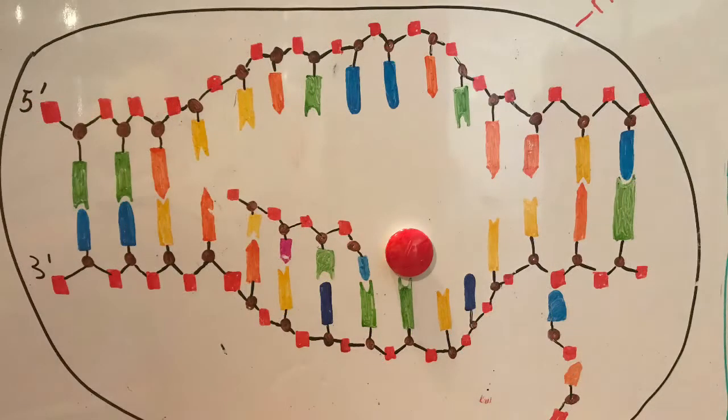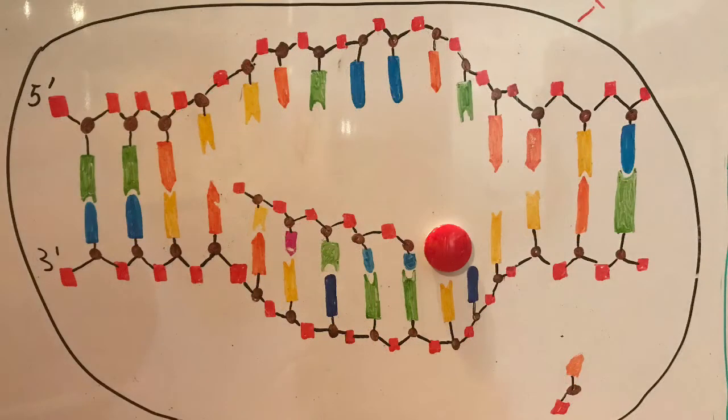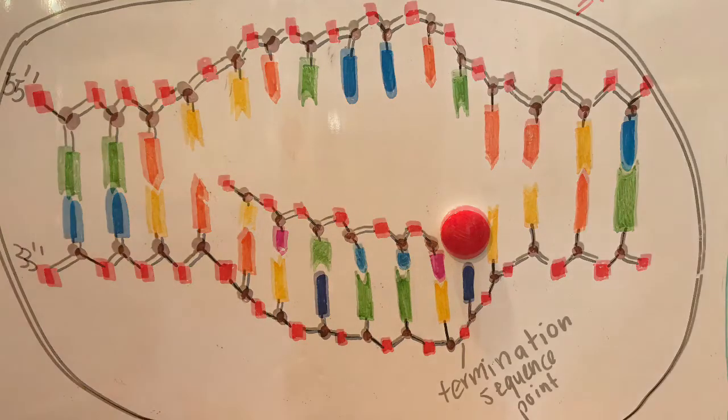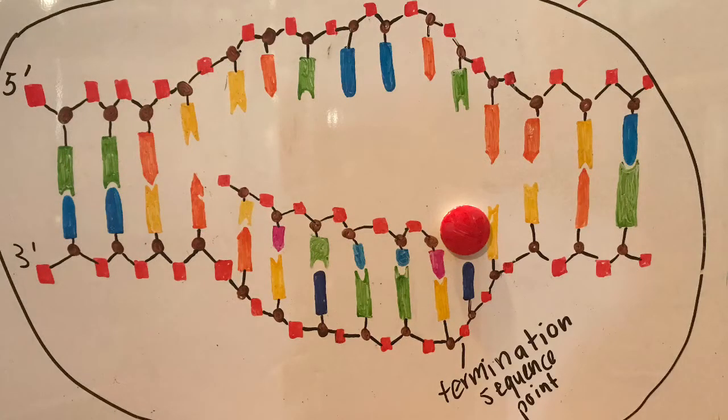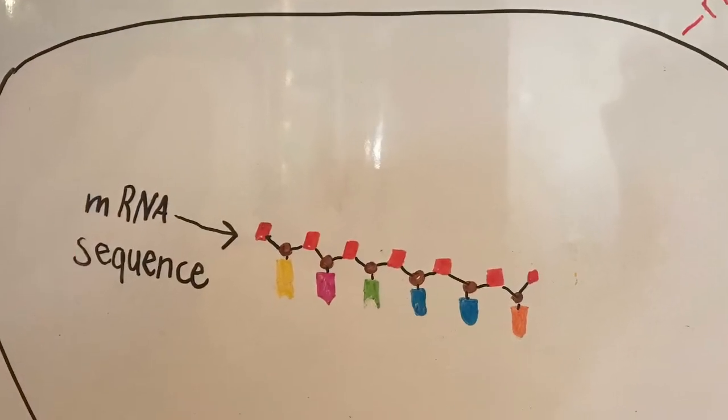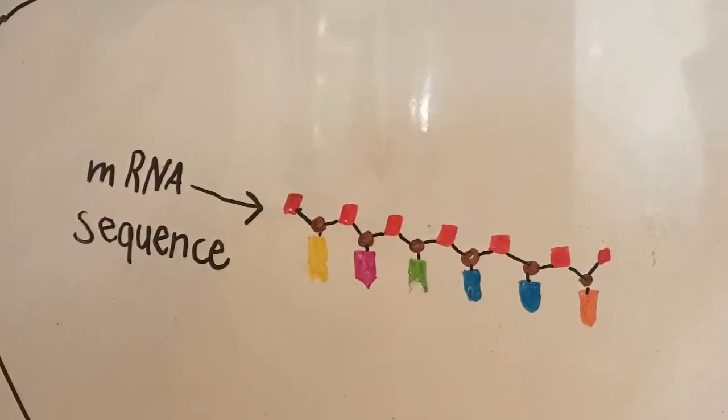This new mRNA strand is complementary to the original DNA template strand. However, the DNA-based thymine is replaced by the RNA-based uracil. Once the RNA polymerase reaches the termination sequence point of a gene on the DNA strand, it detaches from the DNA strand. Splicing to remove non-coding sequences on the mRNA strand occurs and the strand leaves the nucleus.